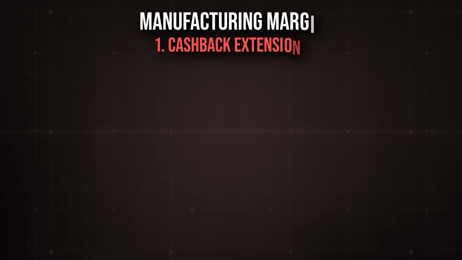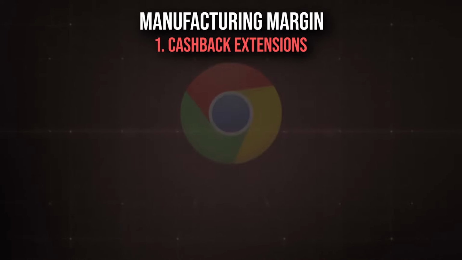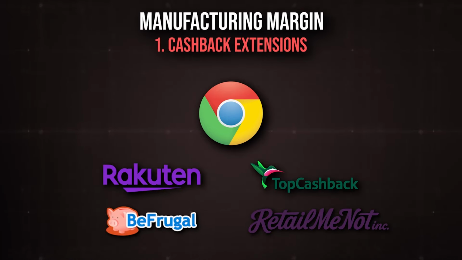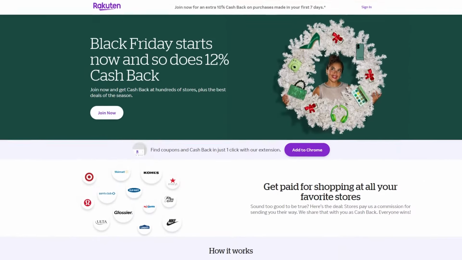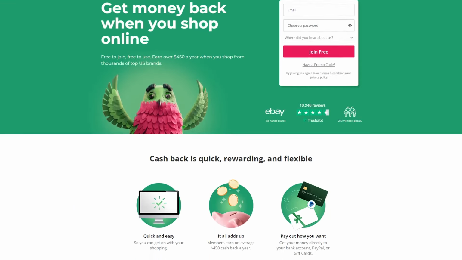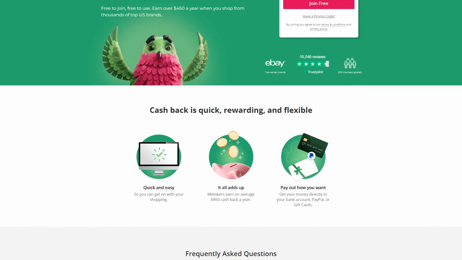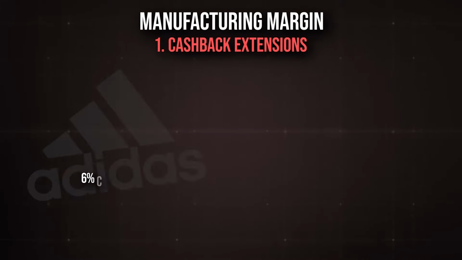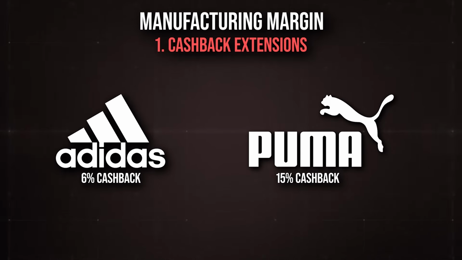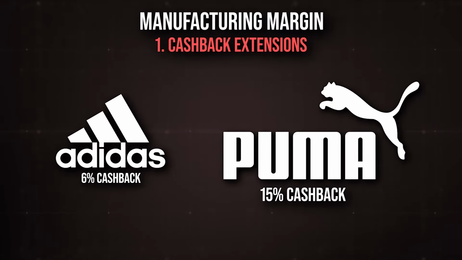One of those is cash back. This is where you use Chrome extensions to get cash back on your purchases, which definitely adds up over time. I use Rakuten, Top Cash Back, Be Frugal, Retail Me Not, just to name a few. But when you start sourcing, a good starting point will be to check these cashback sites to see what stores have really high cashback that day. So let's say we're sourcing today. If Adidas has 6% cashback, but Puma has 15%, it would be wise to focus in on Puma that day because we already are starting with an advantage.